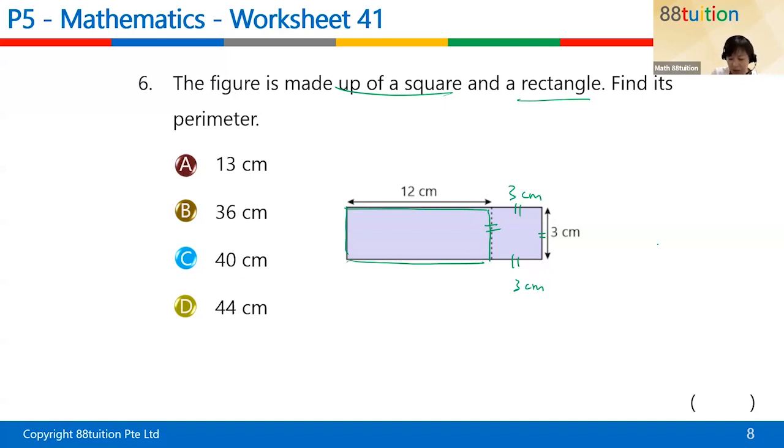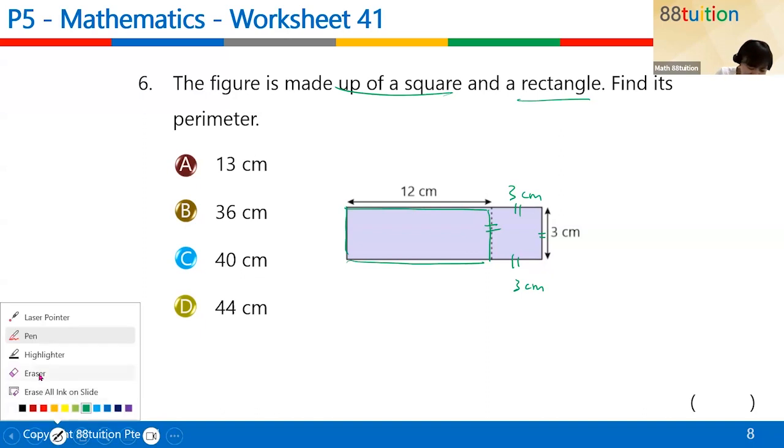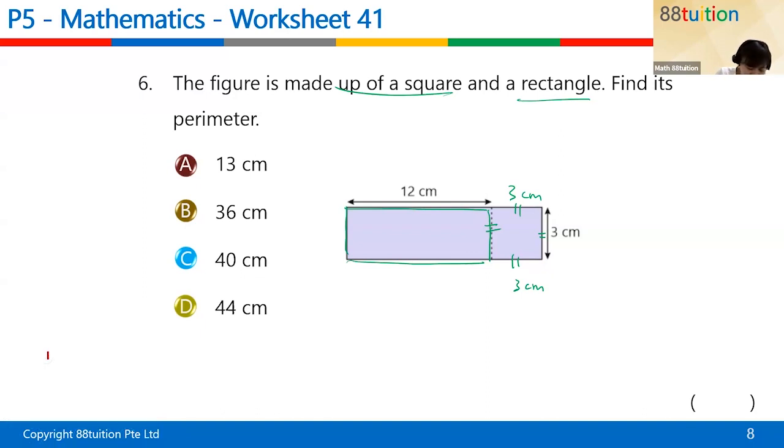So now the thing is the perimeter. You will know that there is this so-called the 15 cm for the length.